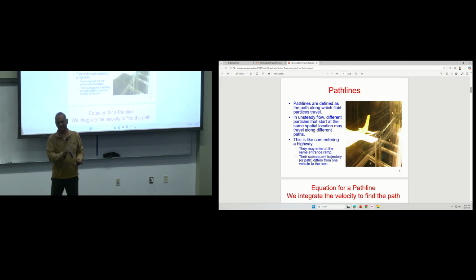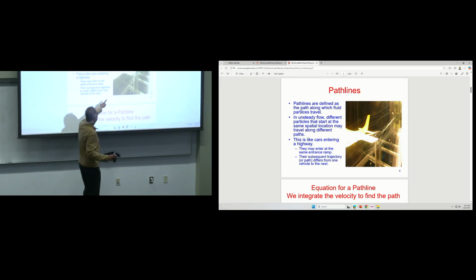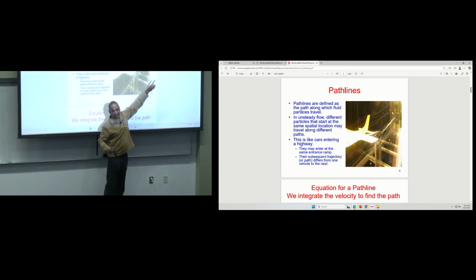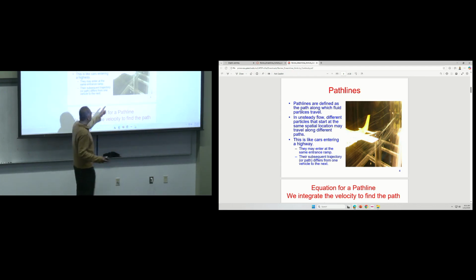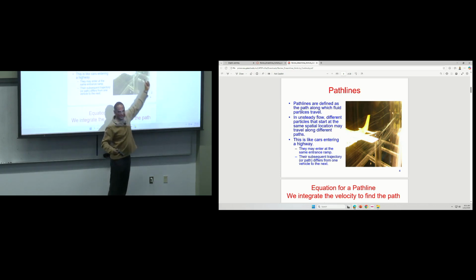Okay, crisscrossing each other. For example, in a football game, one player, a wide receiver, may go straight down the sidelines. Next play, the same wide receiver may go curving around.